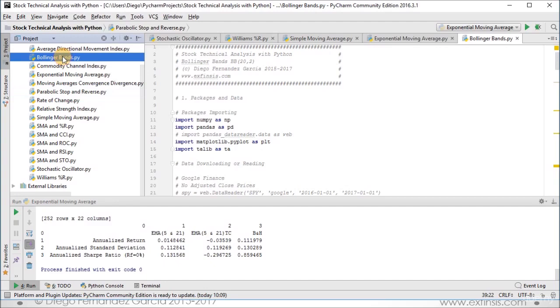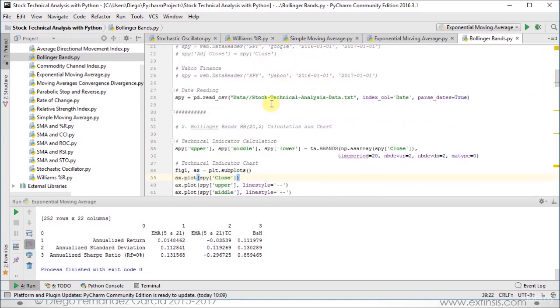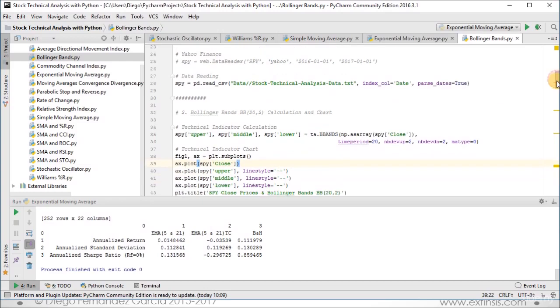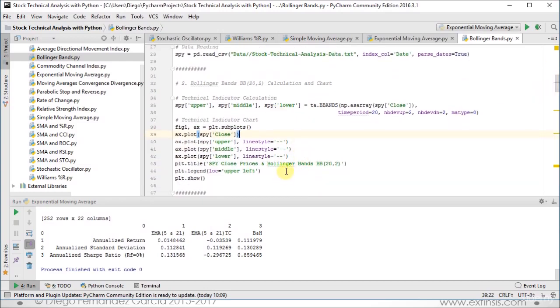So first we begin with Bollinger Bands. As they are meant to be standalone type of files, first we import our packages, then we read our corresponding data, next we calculate our technical indicator together with its chart. As a reminder, we calculate upper, middle, and lower bands with certain characteristics, such as 20 days, 2 standard deviations for the upper, and 2 standard deviations for the lower bands, and a moving average type equals to 0, which is a simple moving average. Again, these are the characteristics commonly used with this technical indicator, but you can modify them according to your needs.